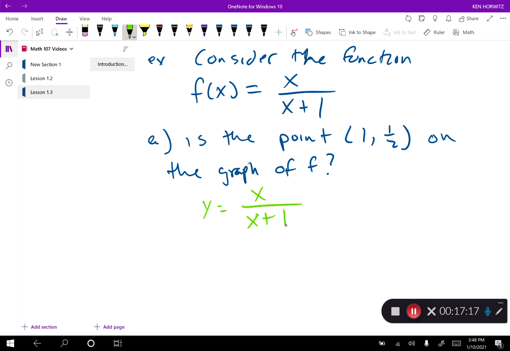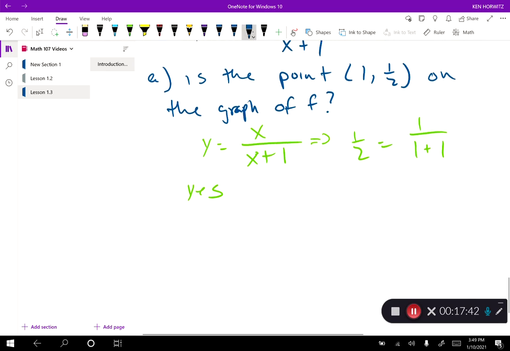We all agree that f of x changes to y. And now I'm going to substitute in (1, 1/2), all right? So I have 1/2 equals 1 over 1 plus 1. And I can see very clearly that that makes a true statement. So yes, the answer to A is yes, it is on the graph.